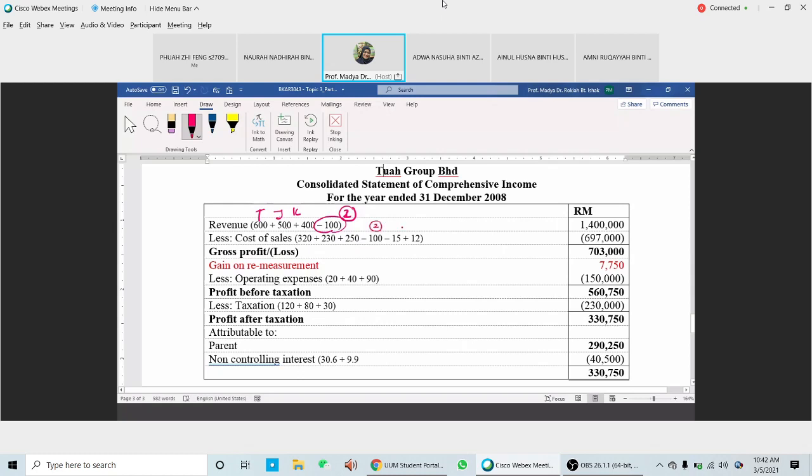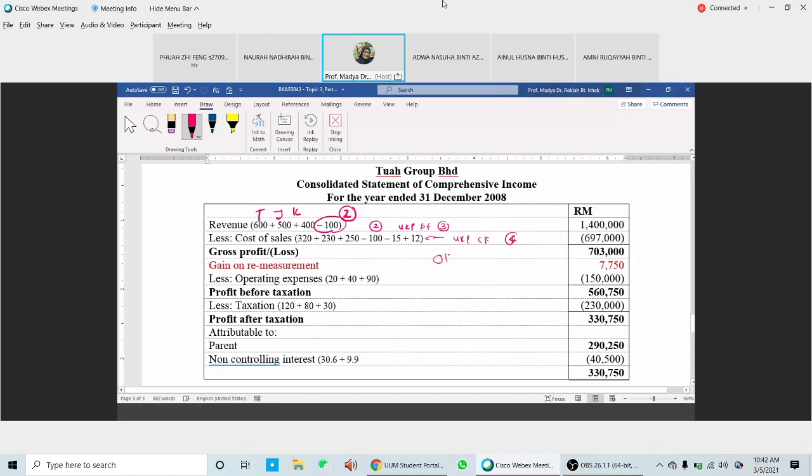Then one more item. Remember that you have the gain on remeasurement. If you want to prepare a proper format, you need to put it under other income, as a gain on remeasurement, because the gain on remeasurement increases your income. It is a part of your income statement items. So you're going to have 7750.